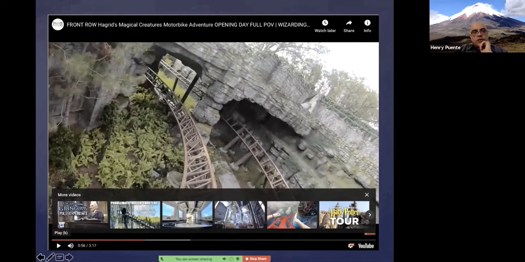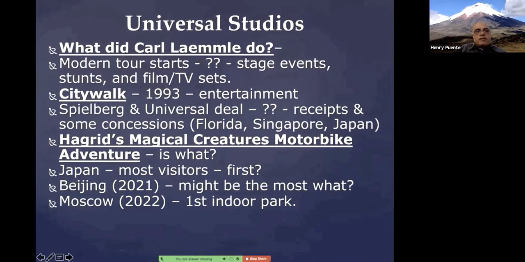So pretty cool ride. Again, Hagrid's Magical Creatures Motorbike Adventure is the most expensive roller coaster ever built. It cost $300 million. So you can see, right? Universal Studios and Disney are really spending lots and lots of money on theme park rides to try to outdo each other. So again, the most expensive roller coaster ever built, $300 million.